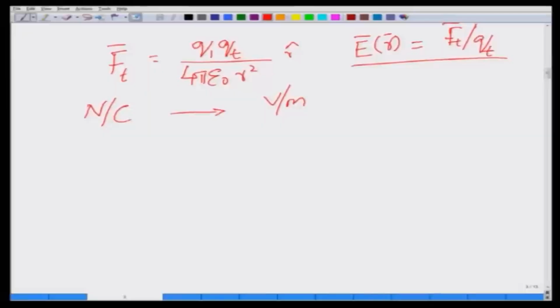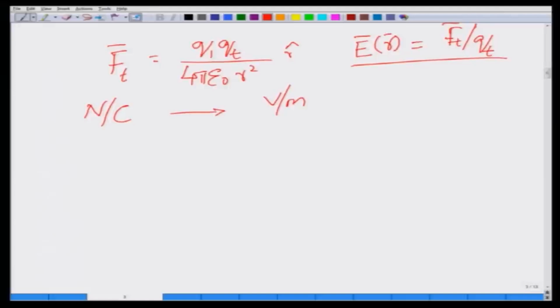Both are quantities which are vector fields, measured in terms of volt per meter. This is the practical unit for measurement of electromagnetic quantities. We are going to use practical units such as volts and amperes. So, in contrast to newtons per coulomb, electric fields are actually measured in terms of volt per meter in the SI unit. So, this is electric field.